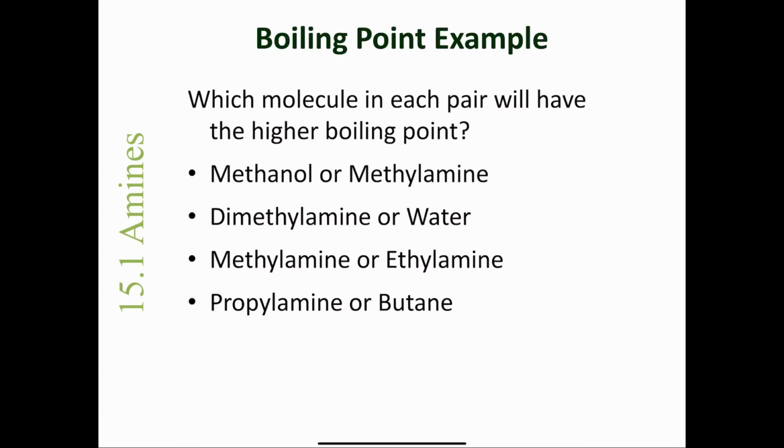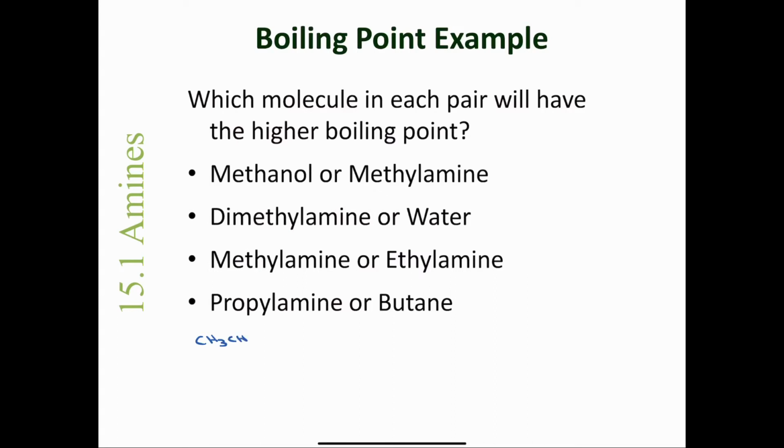The next one is methylamine. I'll draw the structure, and we're comparing that to ethylamine, so I'll draw an ethyl group, and you can probably guess that ethylamine is going to have a higher boiling point. They're both primary amines, but ethylamine has a longer hydrocarbon chain, so it's a heavier molecule. It's going to have more London forces in this portion of the molecule, and therefore it's going to have a higher boiling point. And the last one is propylamine.